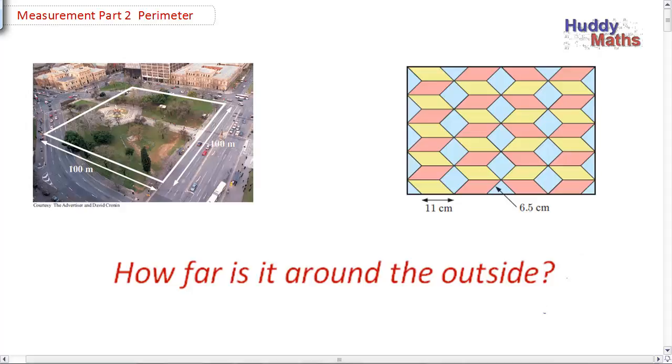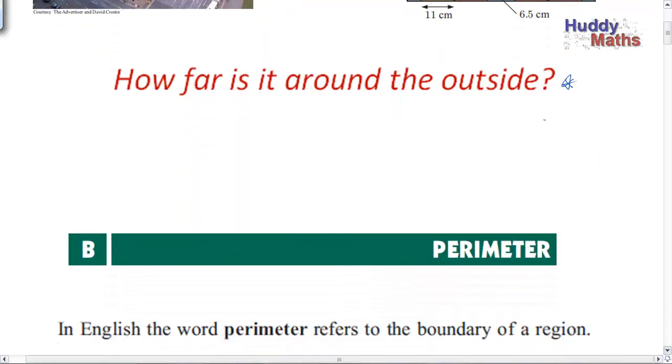We want to ask the question, how far is it around the outside of a figure or of a construction here? If we wanted to fence this particular park, how many meters would we need of fencing material? And if we wanted to frame this window, maybe this is a stained glass window, how would you work out what length of framing you needed and how you would do it? So measurement involves quite a few interesting applications. So let's go and ask the question, how far is it around the outside of something?